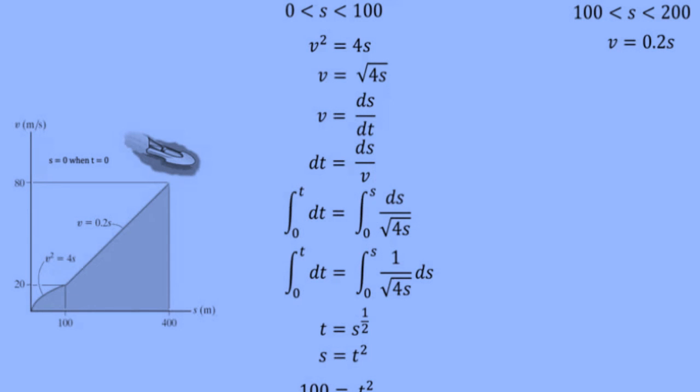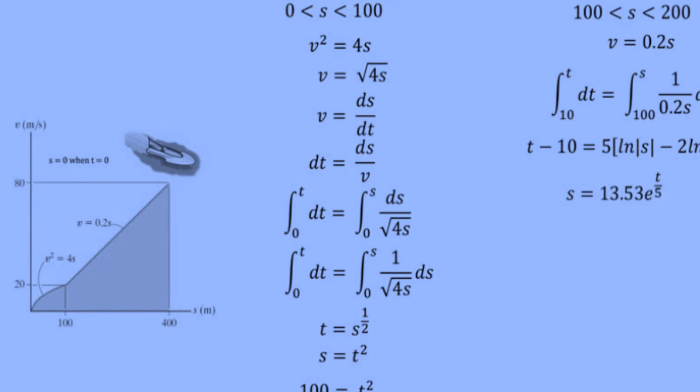Now we can write the integral for the next segment as before. The lower bounds are 10 seconds and 100 meters. Solve the integral and isolate for s, and you will get the displacement equation for the last segment.